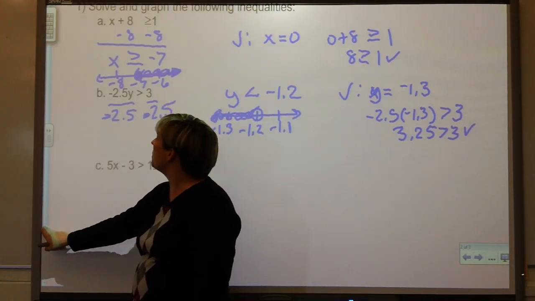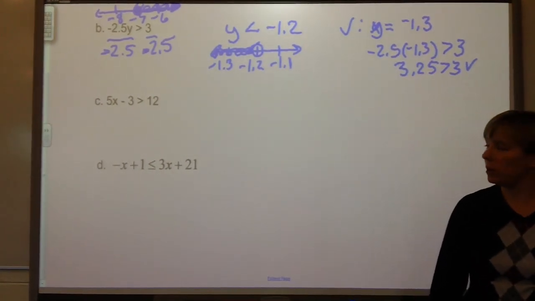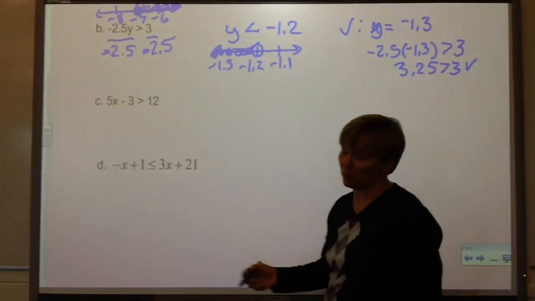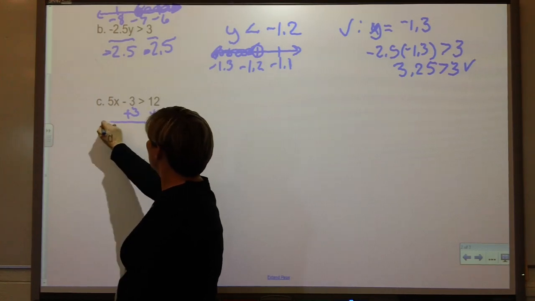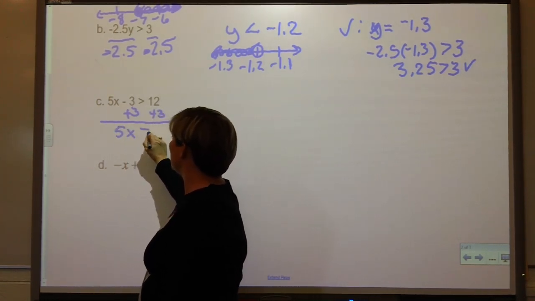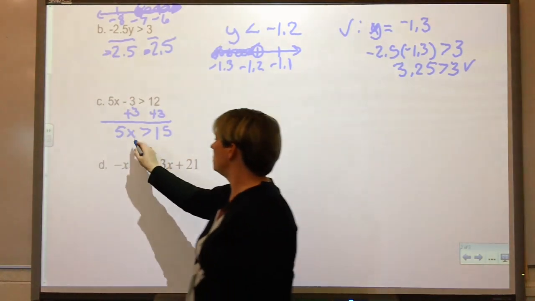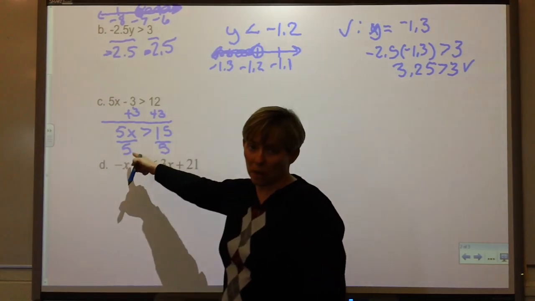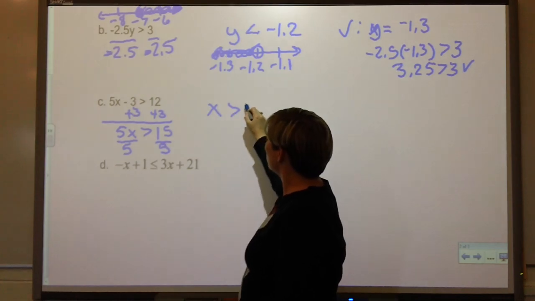For C, we get a little bit more complicated. So this time we have a two-step inequality. Again, just like if I was solving an equation, I would add 3 to both sides first. My inequality stays the same. That would give me 15. Then I'm going to divide by 5. 5 is a positive number, so I don't have to worry about flipping the inequality. That's going to give me x is greater than 3.